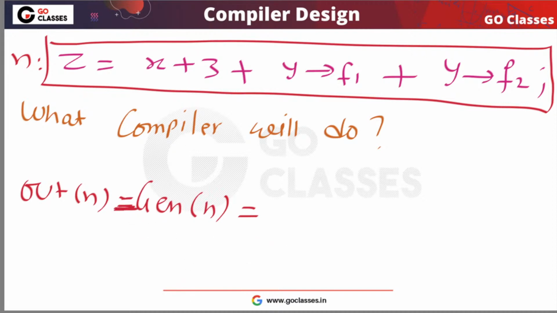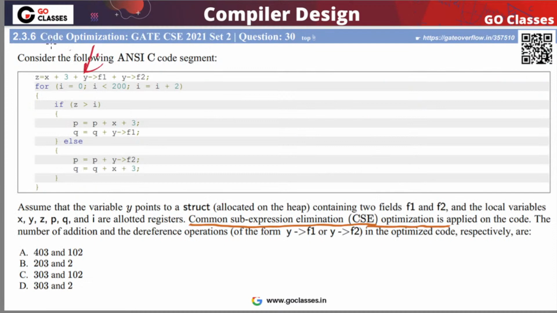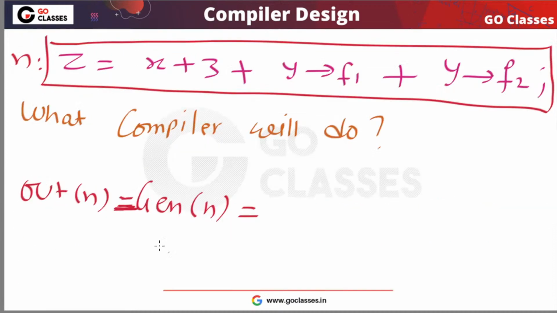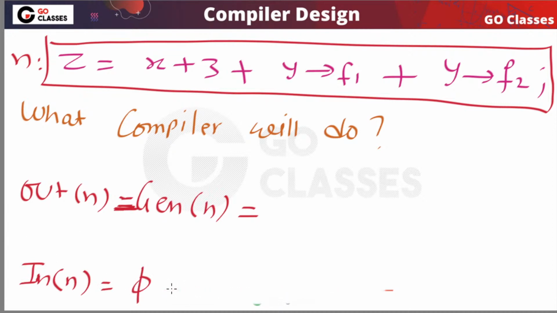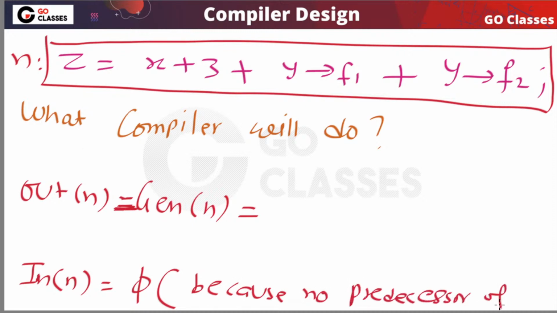Because for this instruction there is no predecessor. You can notice there is no predecessor. So what is in of n? That is 5. You already know. In of n is 5. Why? What is the reason? Because there is no predecessor. Correct or not? Okay. So that is the reason in is 5.